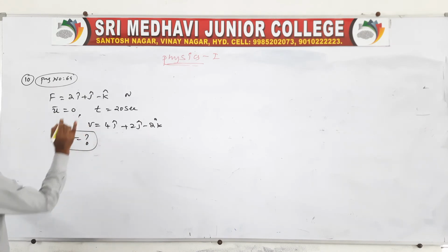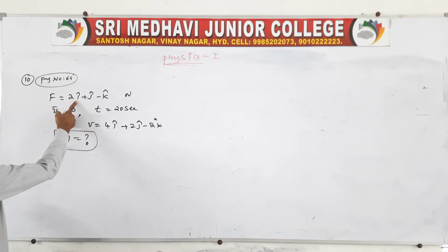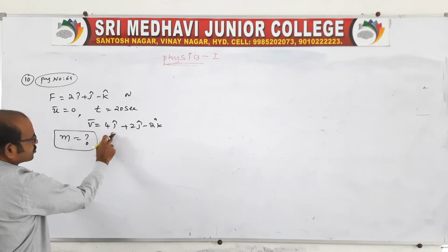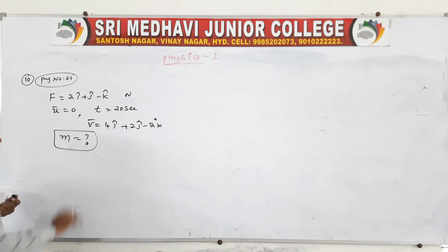Initially the body is at rest, and when a force acts on the body, at the end of 20 seconds the velocity of the body is 4i cap plus 2j cap minus 2k cap. Then find the mass of the body.